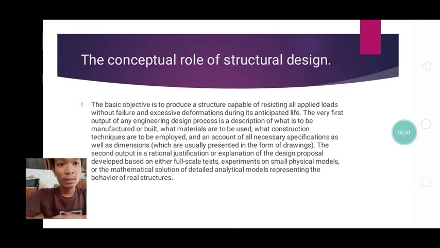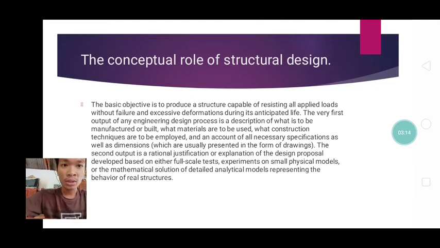The conceptual role of structural design. The basic objective is to produce a structure capable of resisting all applied loads without failure and excessive deformations during its anticipated life. The very first output of any engineering design process is a description of what is to be manufactured or built, what materials are to be used, what construction techniques are to be employed, and an account of all necessary specifications as well as dimensions, which are usually presented in the form of drawings.